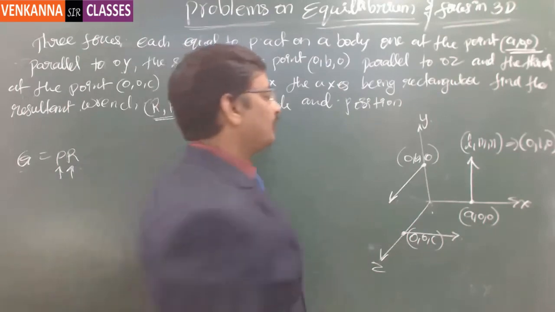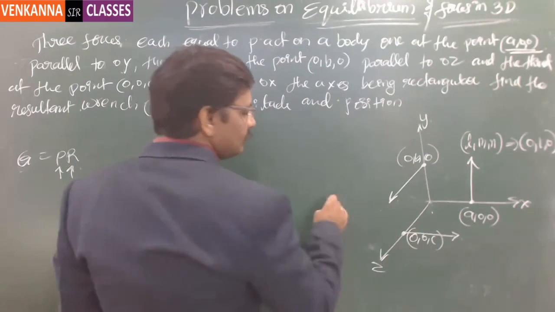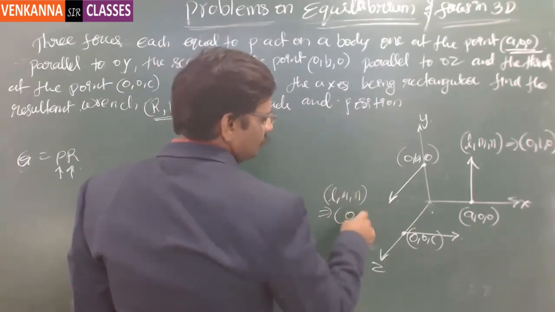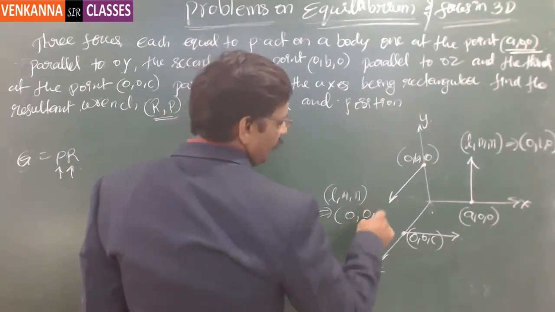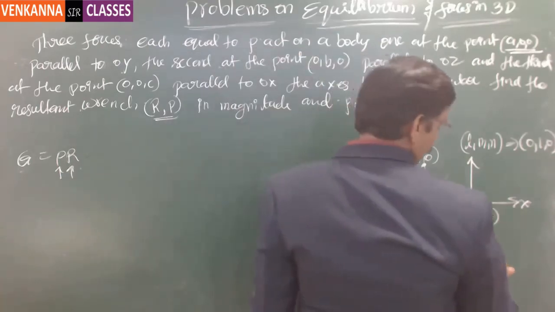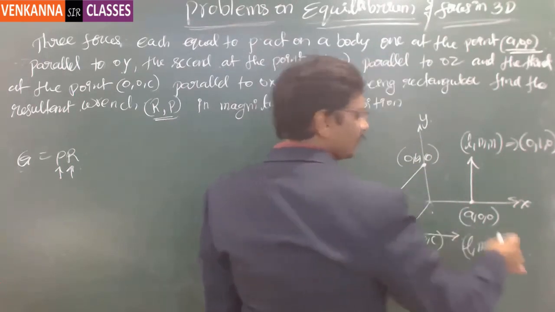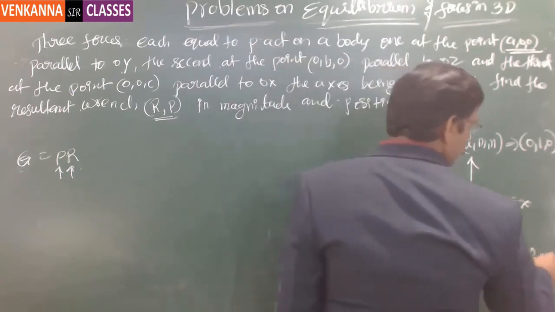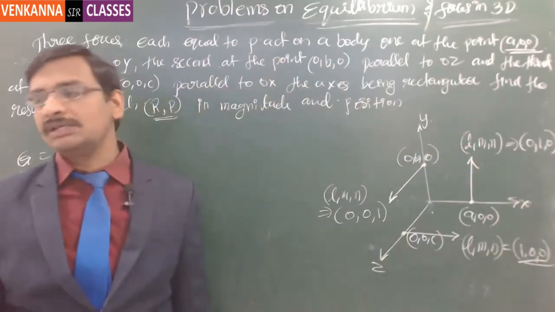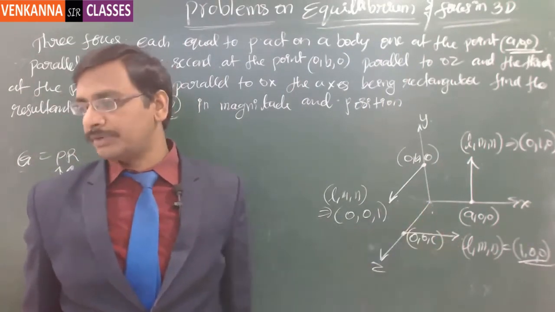Now for this one, the point of application is 0, B, 0, but it is parallel to z-axis. Hence, L, M, N values for this one are: L value is 0, M value is 0 and N value is 1. And similarly for this one, it is parallel to x-axis. That means L, M, N are 1, 0, 0. That means to whichever direction it is parallel, the direction cosine there is 1. But the rest of the axes have no component, hence it is going to be 0. Got it?